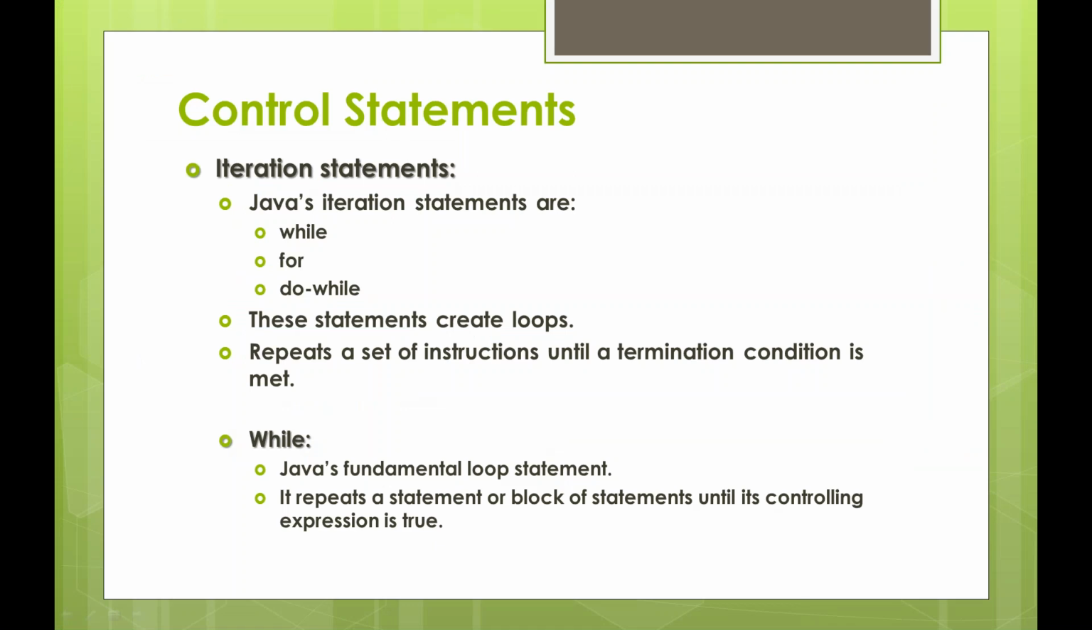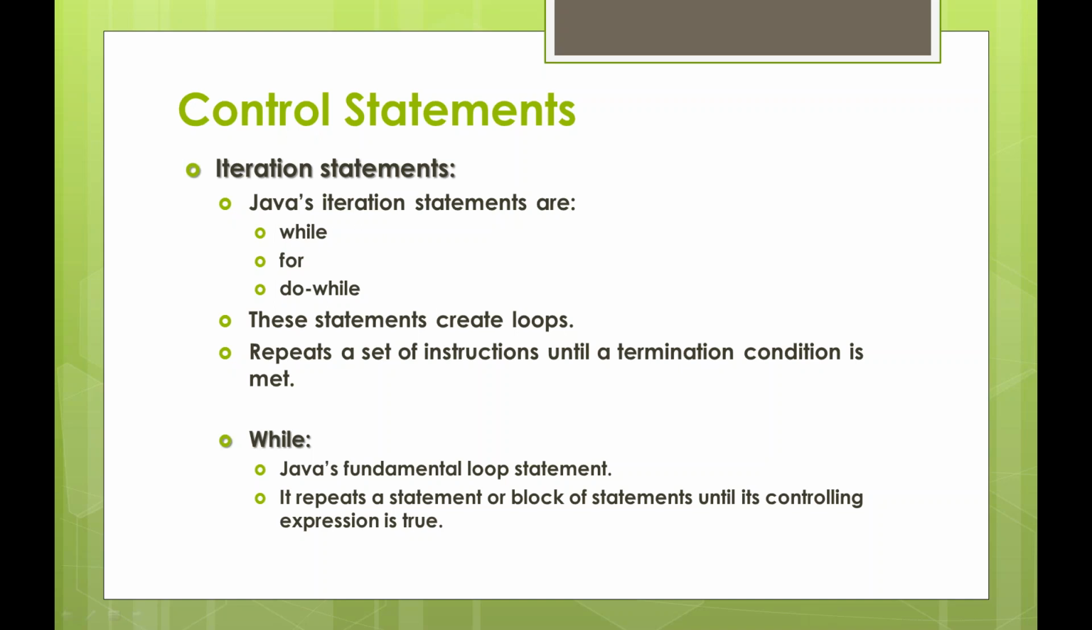Okay, today we'll discuss the iteration statements. Java provides three iteration statements: while, for, and do-while. We'll start with the while statement. As we discussed the basics while covering the for loop, these iteration statements repeat a set of instructions or a single instruction based on a particular condition. That is called the termination condition.